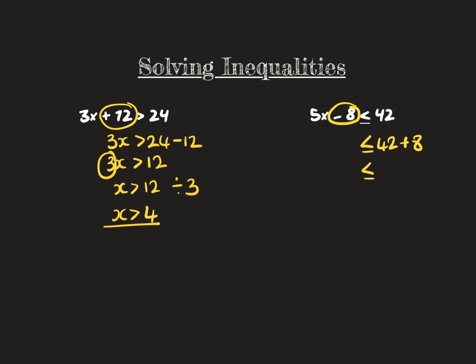So on the left, I'm left with 5x. So 42 plus 8 is 50. So 5x is less than or equal to 50. Now I want to remove the 5 over the other side, and that means multiply here. So when I move it to the other side, it's going to become a divide. So x is less than or equal to 50 divided by 5. And 50 divided by 5 is 10. So that means that x is less than or equal to 10. And that is it solved.